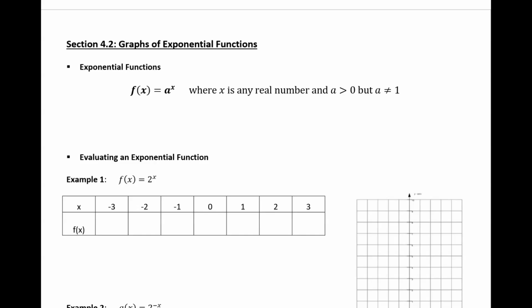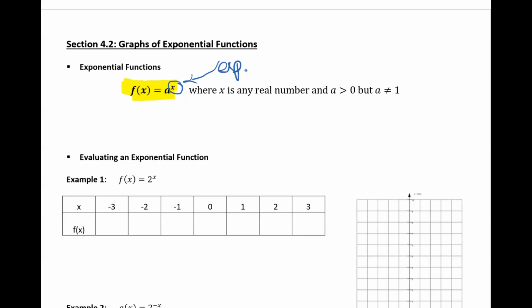So exponential functions at their very basis, we could write them as f of x equal to a to the x, where x is any real number, and a is greater than 0, so it's positive, and a cannot be 1 because funny things happen with 1. And so when you're looking at this little x right here, we have now moved the variable into the exponent, and you've already experienced that in section 1.